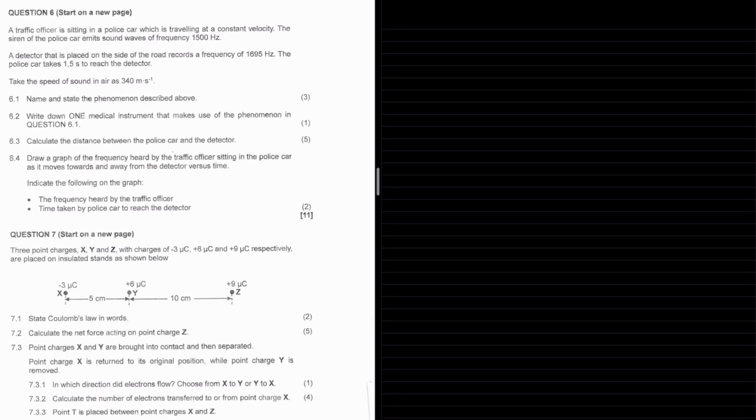A traffic officer is sitting in a police car which is traveling at a constant velocity. The siren of the police car emits sound waves of frequency 1500 Hertz. So I'm just going to quickly sketch out a police car here. Frequency of the source is 1500 Hertz.